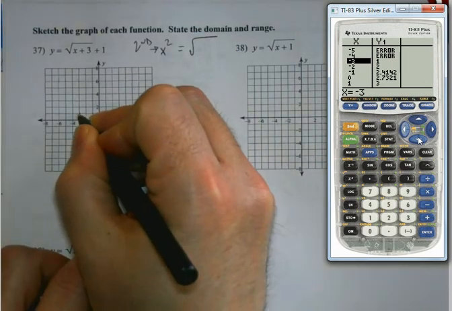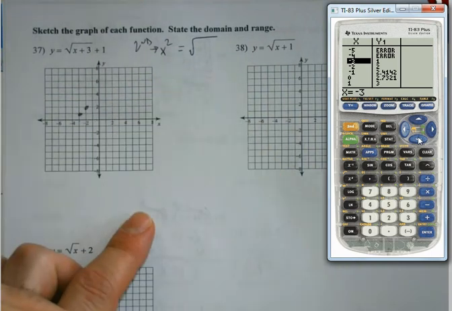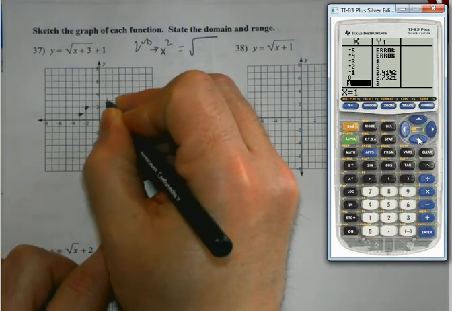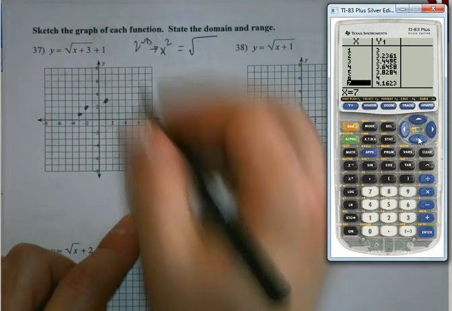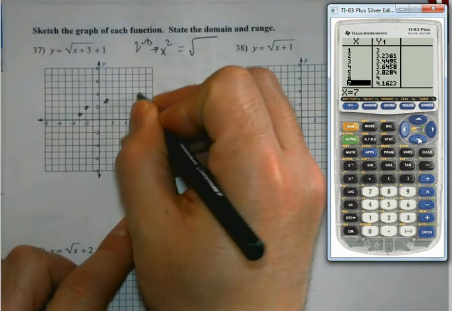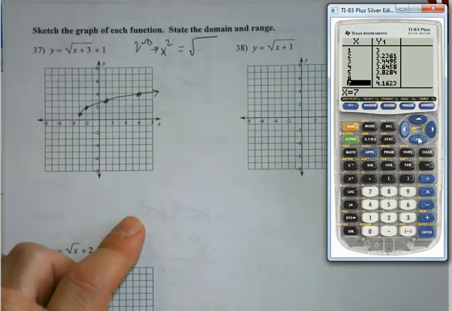Negative 3, 1. Negative 2, 2. I never should have to use non-whole numbers on these. I'm just going to look for the ones with values that work nicely. 1, 3. I think we might even get another one here. There we go. 6, 4. And I just turn that out to the right.